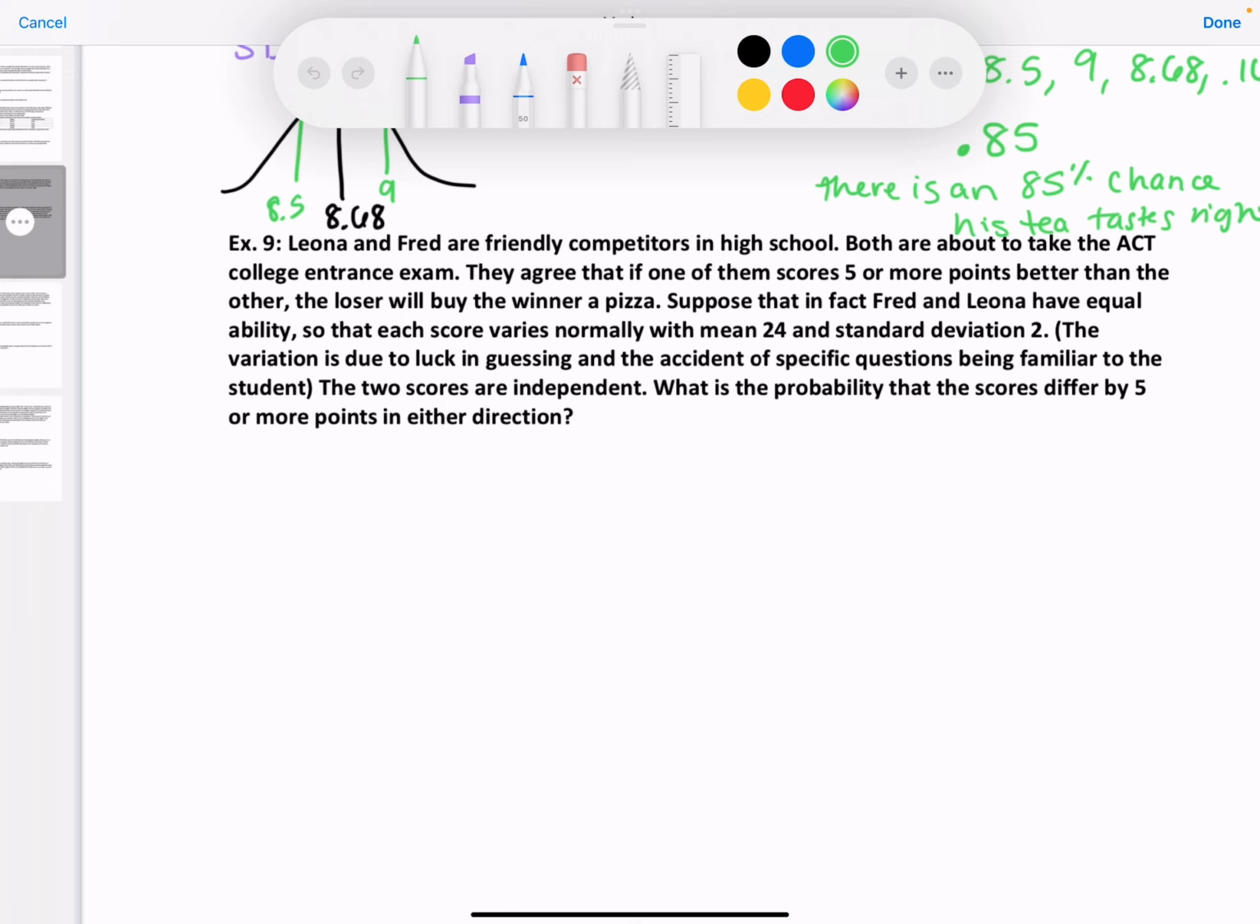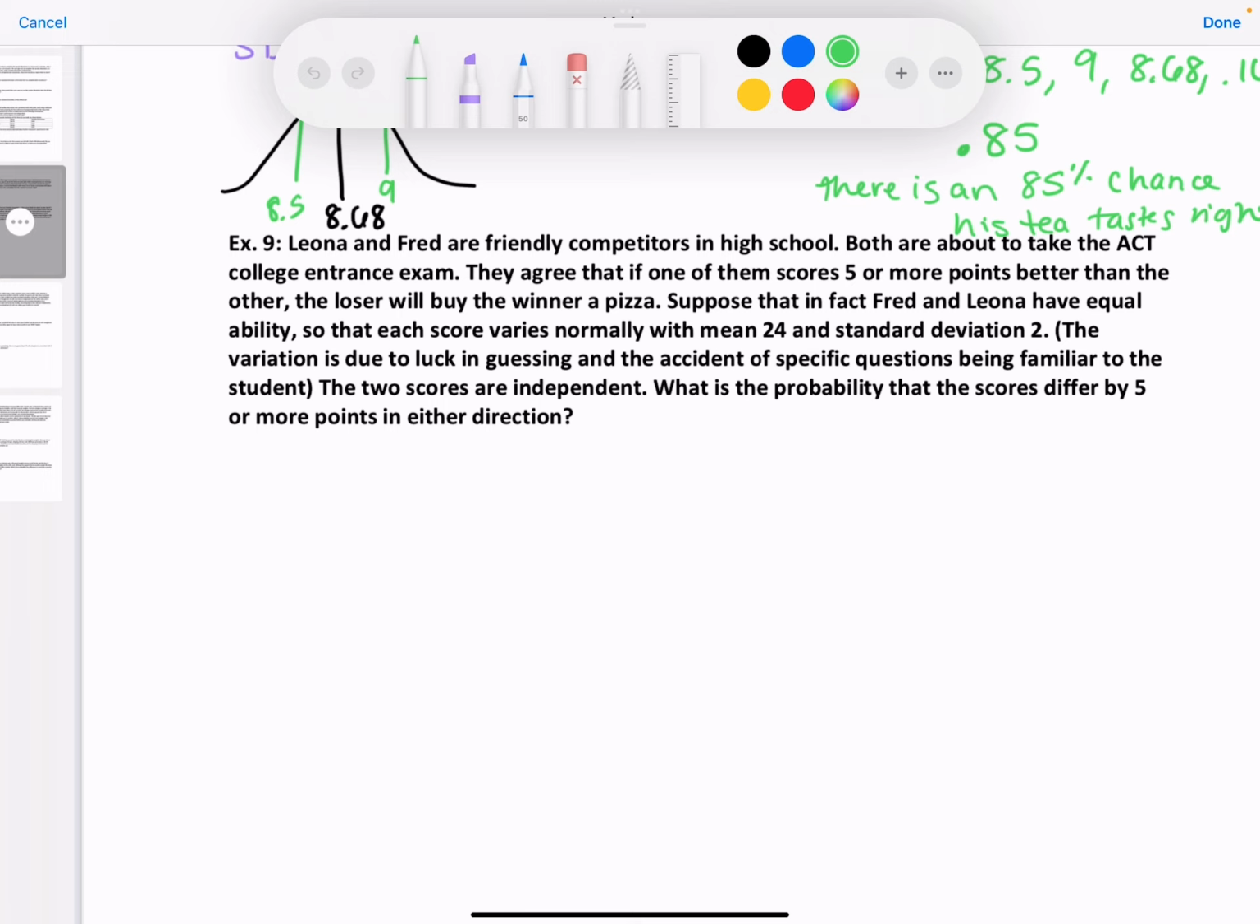The variation is due to luck in guessing and the accident of specific questions being familiar to the student. The two scores are independent. What is the probability that the scores differ by 5 or more points in either direction?